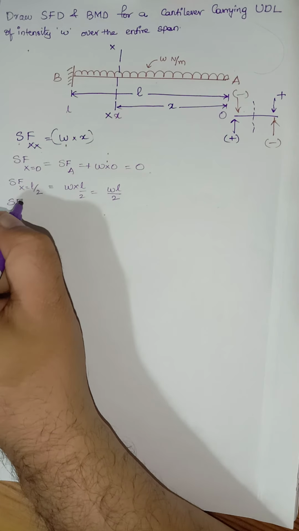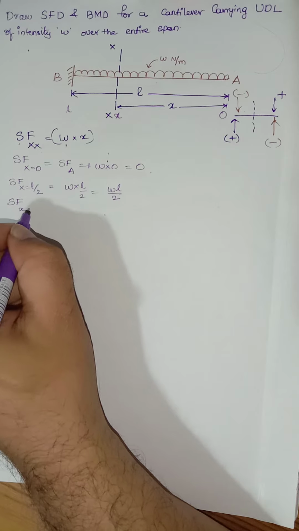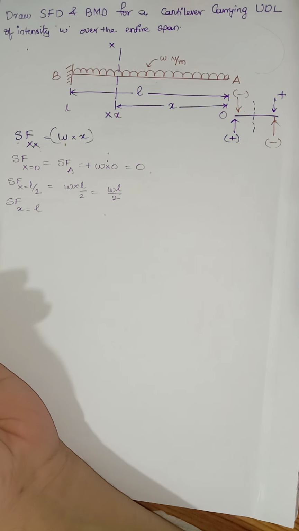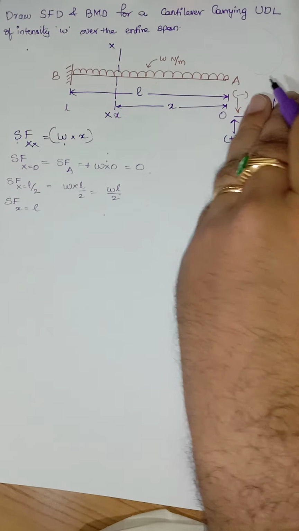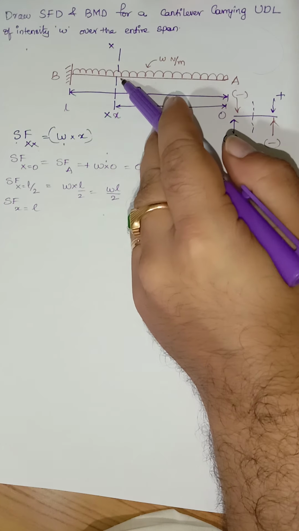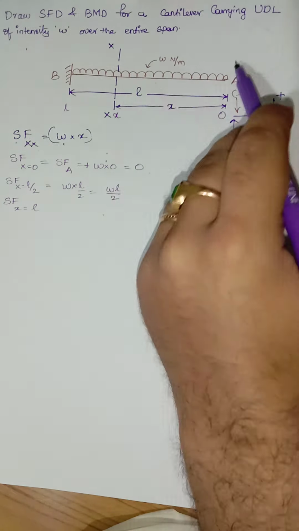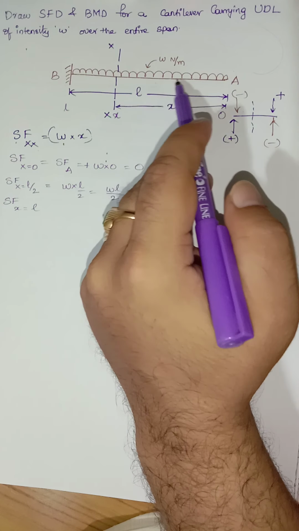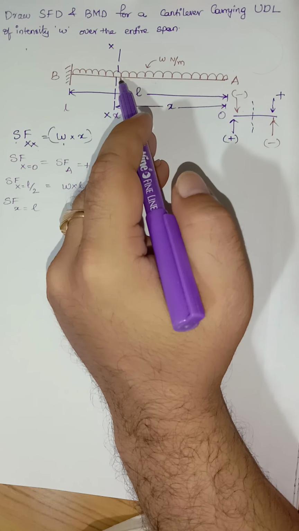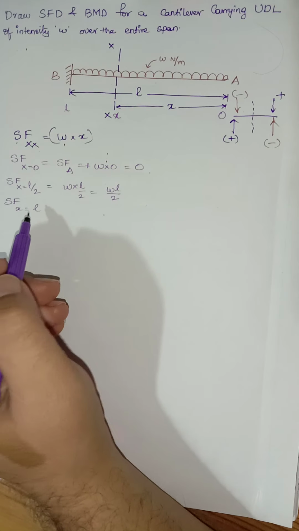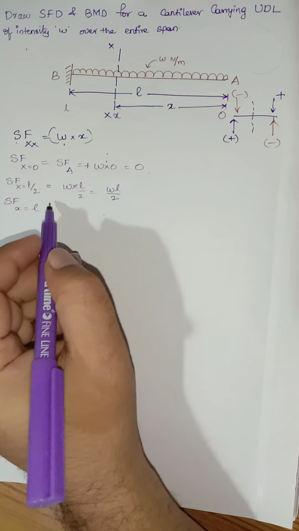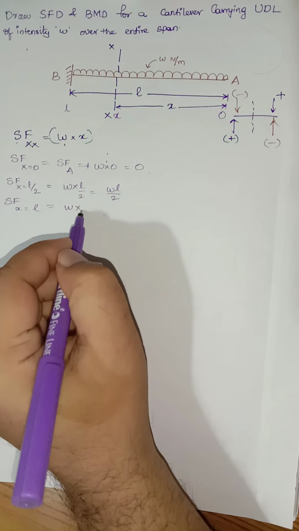Now same thing again, shear force at any section X is equal to L. Just I am considering the right side of the section. As you can see, only one force is acting towards the right side of the section. The algebraic sum of all the forces, the intensity of load we need to calculate, that will be the shear force. Now shear force at X is equal to L will be equal to W multiplied by L.